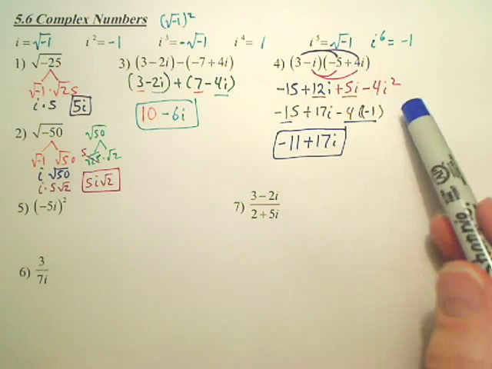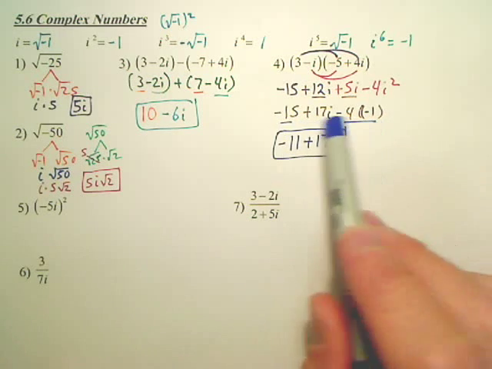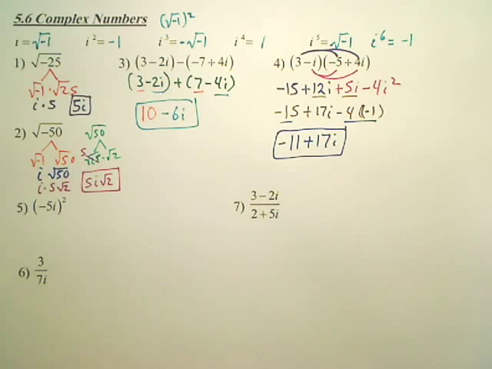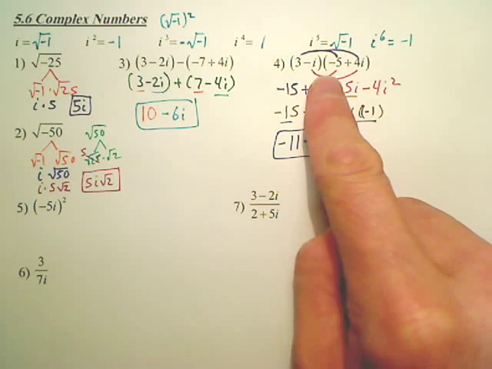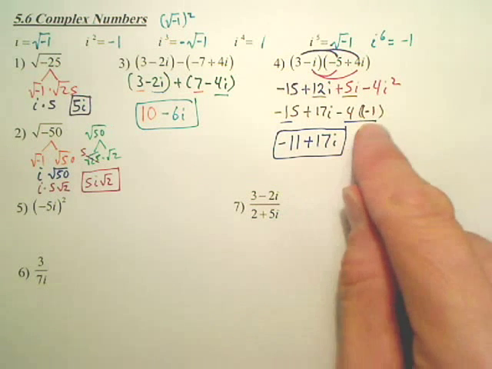So we did FOIL. We replace i squared with -1. Then we combine these two front and back numbers. There's your answer. Multiply, FOIL. Just when you get i squareds, replace i squared with -1.